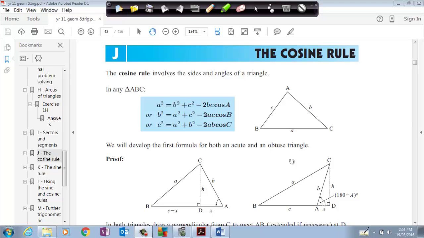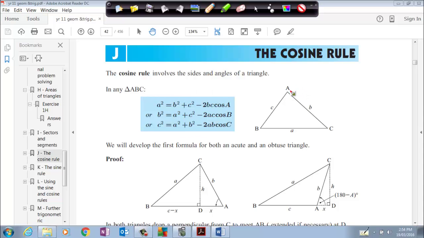Okay, now we're going to look at the cosine rule. This applies to non-right angled triangles also. Now the cosine rule is given here, written in the blue box.